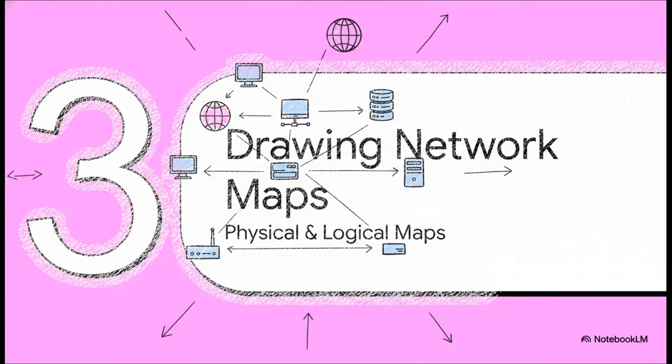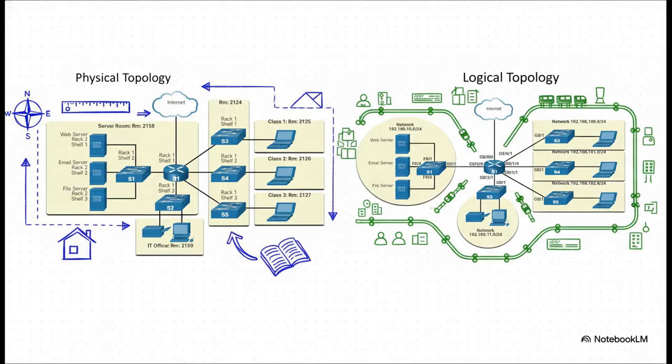All right, next section. Let's talk about how we draw pictures of networks. In the IT world, we have a special name for these maps: topologies. So you got to know there are two main kinds of these maps. On one side, you've got the physical topology. Think of this like a building's blueprint. It shows you exactly where every computer, every server, and every cable is physically located.